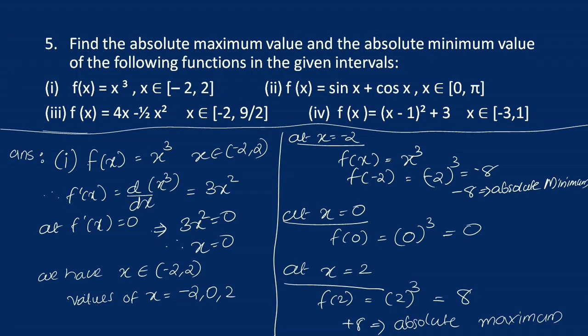Now moving into the third question, that is f of x is equal to 4x minus half x square, where x belongs to the interval minus 2 to 9 by 2. So we have given f of x is equal to 4x minus half x square. So what is f dash of x? That is d by dx of 4x minus half x square.